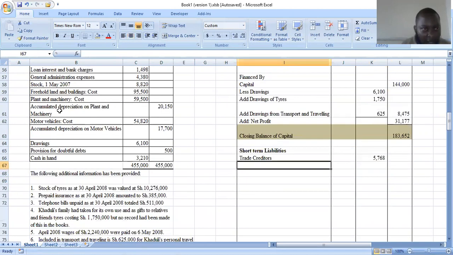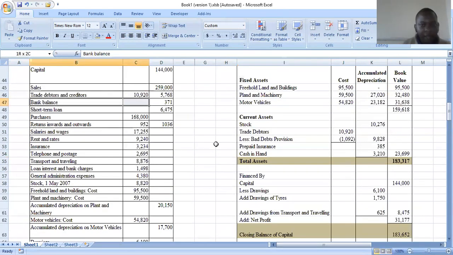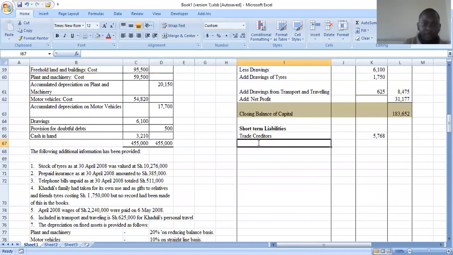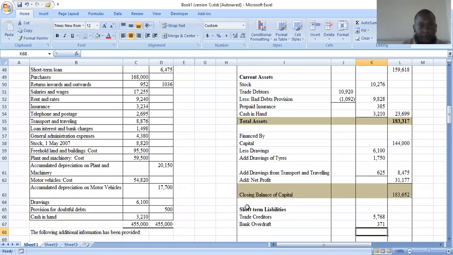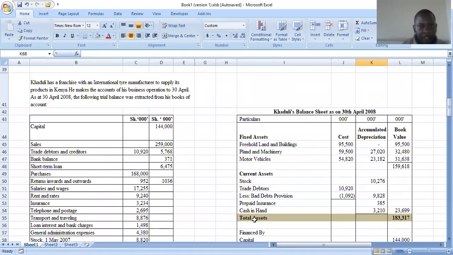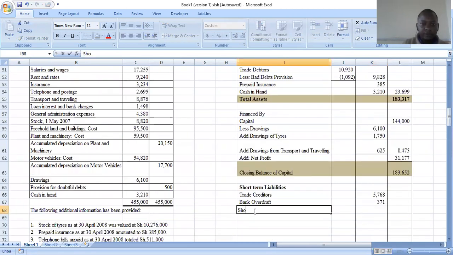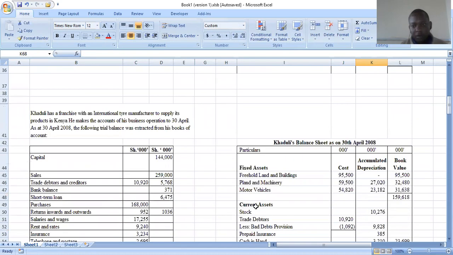Other current liabilities we have are the bank overdraft of 371. The bank overdraft is equal to 371. The other one is short-term loan. Short-term loan is equal to 6475.